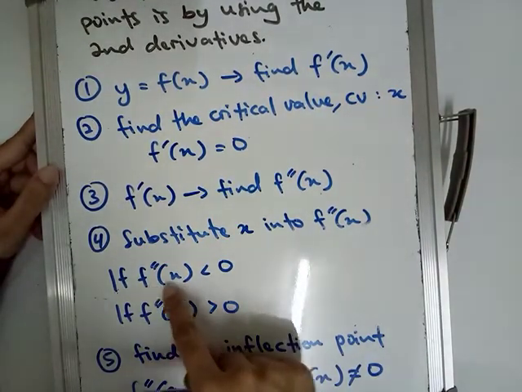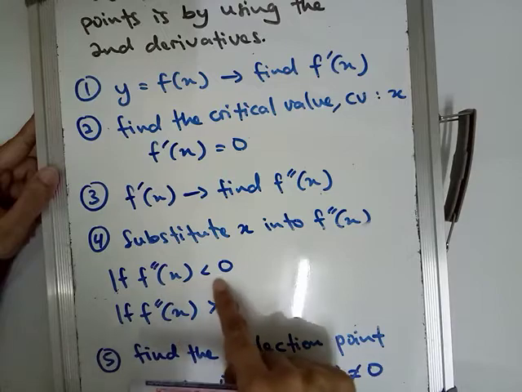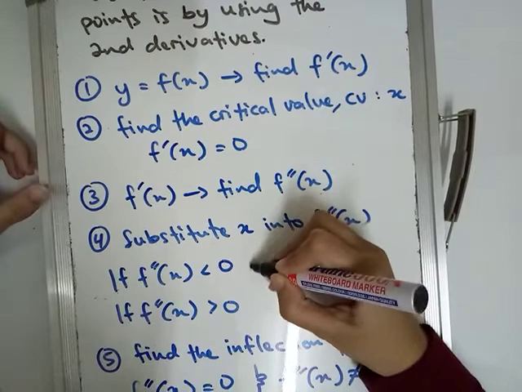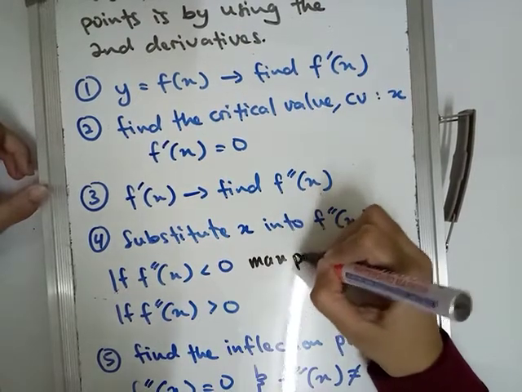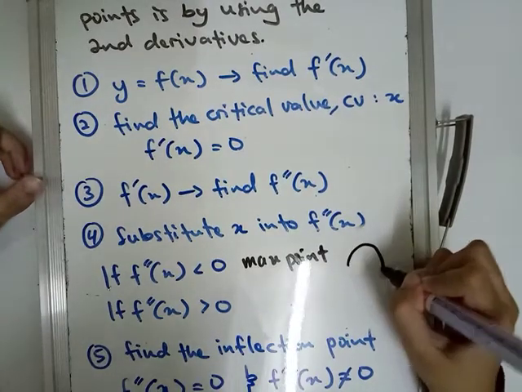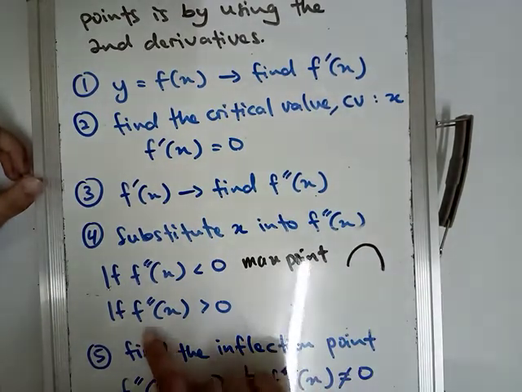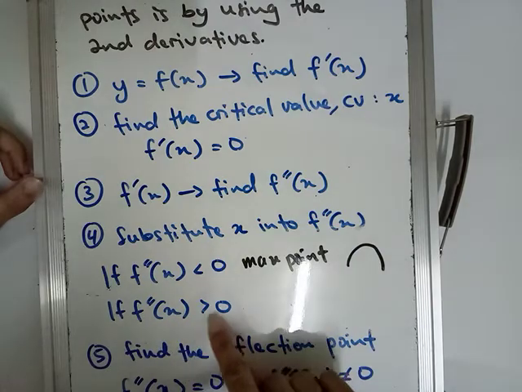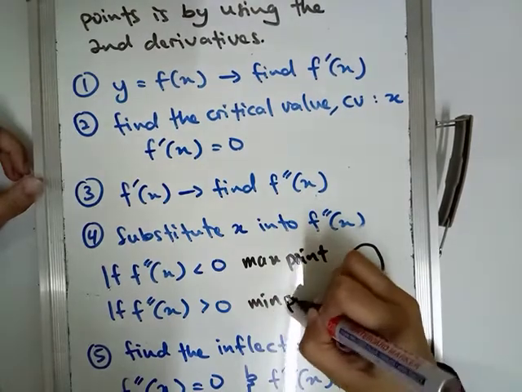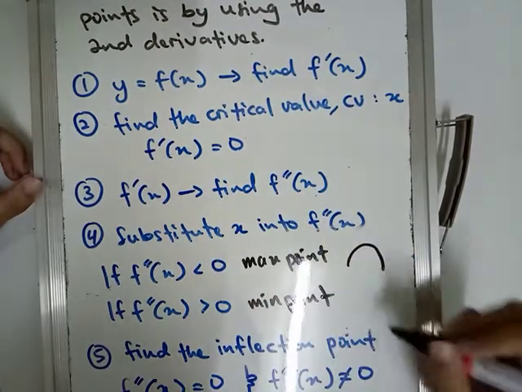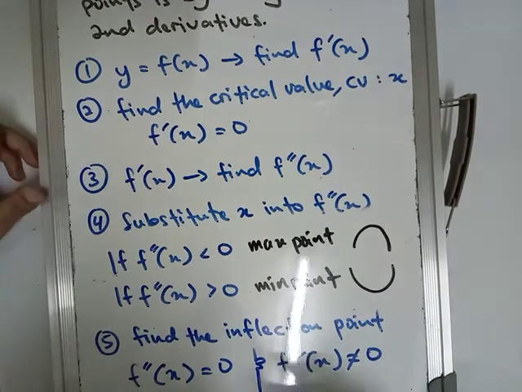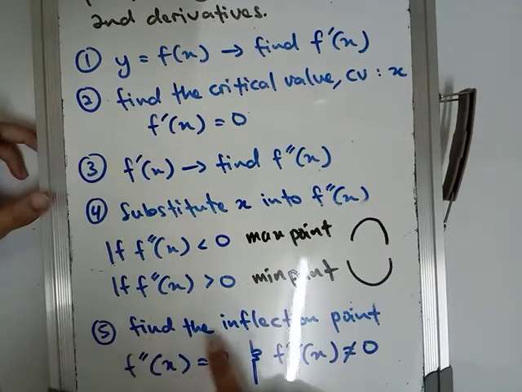If you get the value for second derivatives less than 0, that means it is a maximum point, so the concave is down. If you get the value for second derivatives more than 0, it is a minimum point, so the concave is up. And then step 5, you need to find the inflection point.